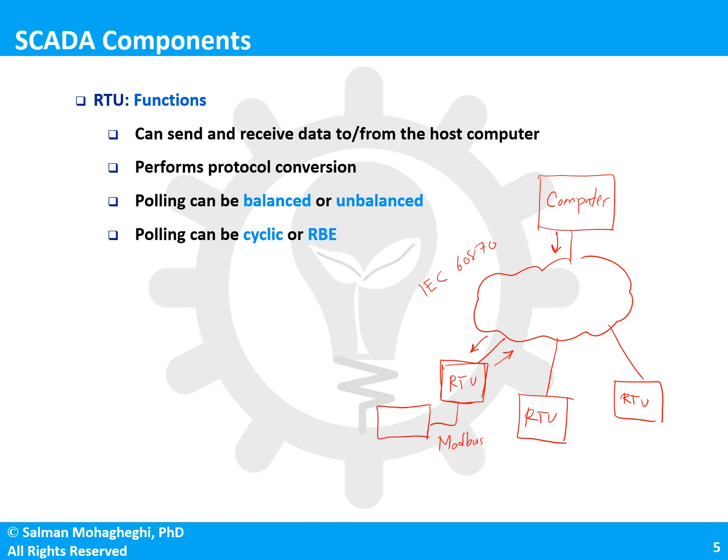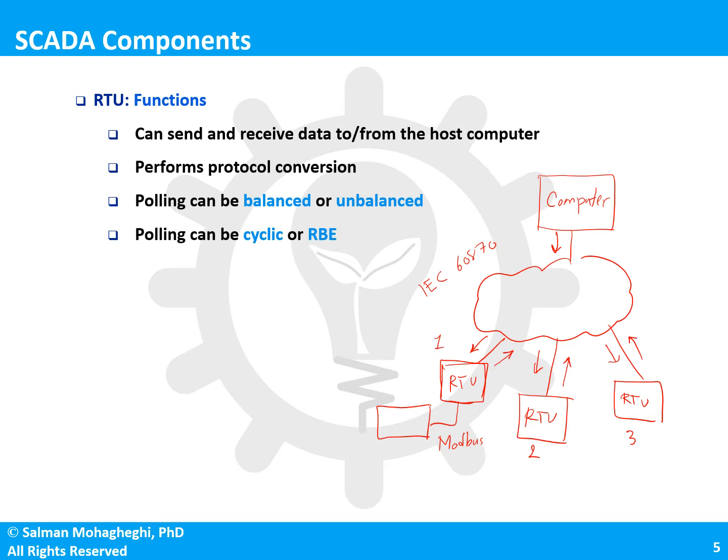From another perspective, polling can be classified as cyclic or RBE. Cyclic is when you have a series of RTUs that have measurements to report. This could be voltage, current, active power, reactive power, can be anything. And the host computer would poll them in a sequence, one at a time. So first it polls RTU number 1, and then RTU number 2, which will respond with its data, RTU number 3, and so on.